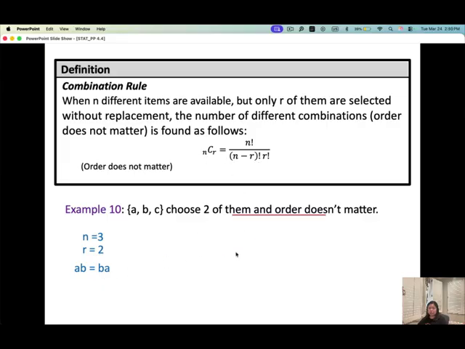And we'll be using nCr. The formula is pretty similar. It's just that we have one more factorial, 2 factorial, in here. Use your calculator and you're going to get the answer 3. So we have these three choices: AB, AC, or BC.